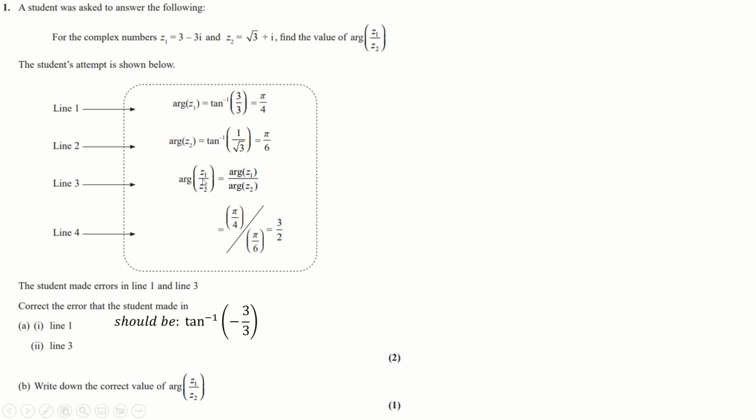And then on line number 3, when you're dividing two complex numbers, the arguments subtract, they don't divide. So this should be arg z1 minus arg z2. And then, of course, to correct their work, tan inverse of minus 1, which is what this would become, is minus pi over 4. And then we're going to take away, as we've said, so it's going to be minus pi over 4 minus pi over 6, which is going to make minus 5 pi over 12.